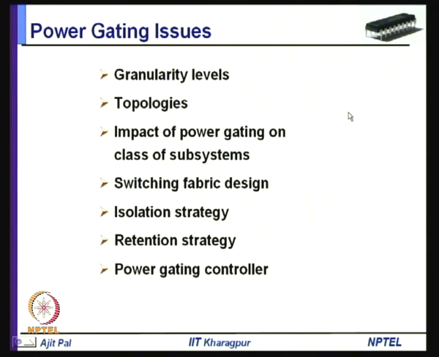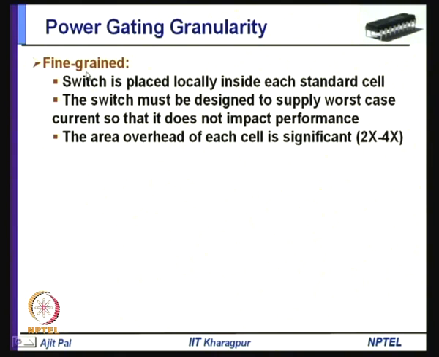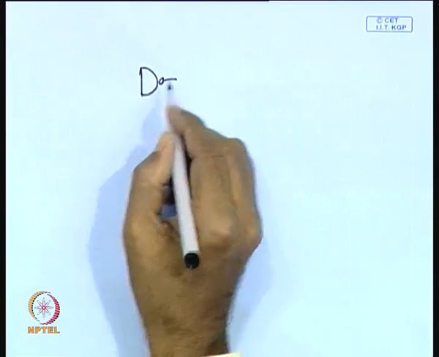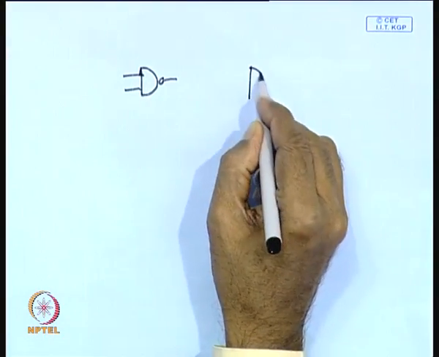First, let us focus on granularity levels. The granularity levels can be essentially of three types. First one is fine grained. So, the switch is placed locally inside each standard cell, and the switch must be designed to supply worst case current, so that it does not impact performance. That means, suppose you have got a standard cell. A standard cell can be a 2 input NAND gate or a 3 input NAND gate.